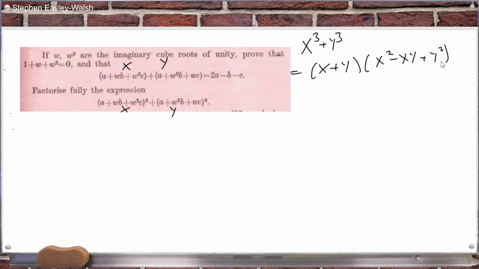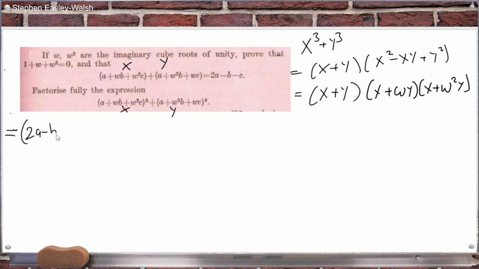But what I discovered in my little bit of research last night is that there's another algebra rule here that says x cubed plus y cubed can be factorized as follows: x plus y times x plus omega y times x plus omega squared y. Now that's more interesting. So we already know what the x plus y is, because I did that in the previous video and they asked us to prove that it's equal to 2a minus b minus c.